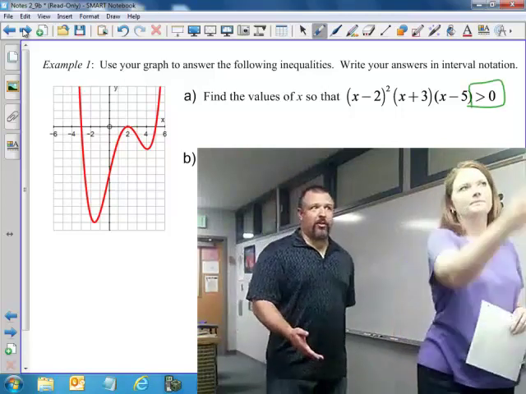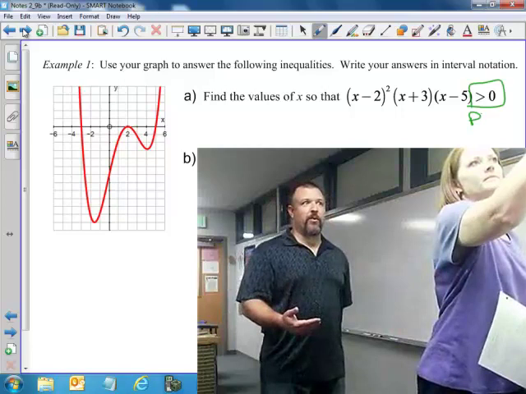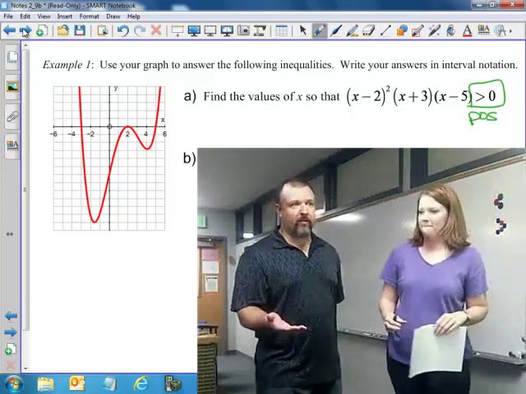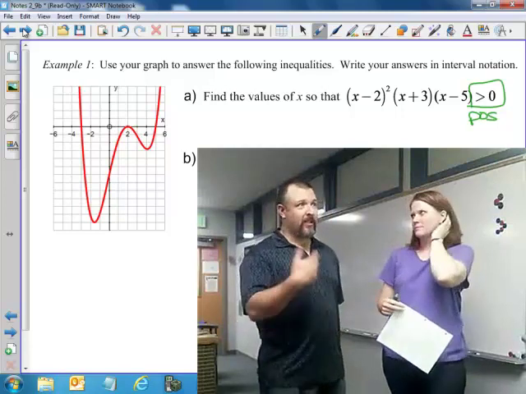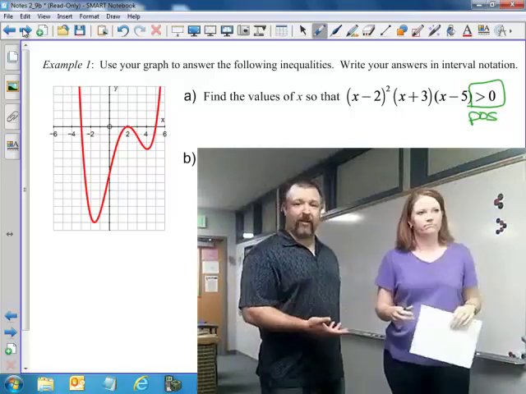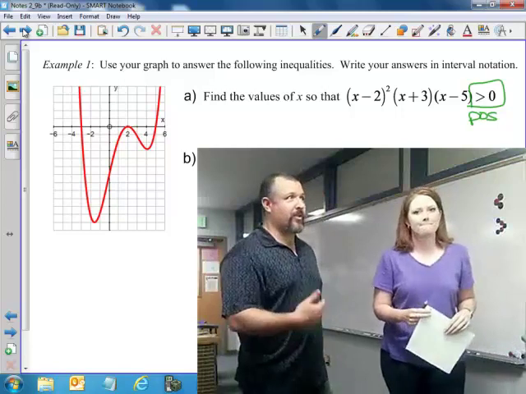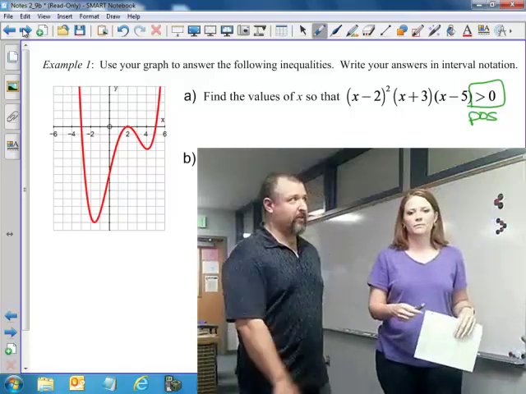And what we're going to do in the next 4 problems is show you the very subtle differences between being greater than 0, less than 0, greater than or equal to 0, or less than or equal to 0. Once you get the hang of this, it should not cause you any difficulties whatsoever. But we want to show you the subtle differences of all 4 symbols.